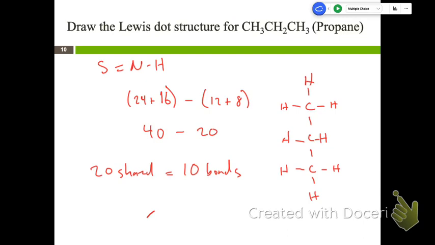If we had come out and said, oh, we actually need 11 bonds, we would have to figure out where to put an extra bond in there. What's one way we might have been comfortable not doing the S equals N minus H for this one? H's only have 1 bond, and how many bonds does carbon have? 4. So if you had just drawn this and thought, well, carbon has 4 bonds everywhere, then I know I don't need a double bond because we couldn't add any more bonds.